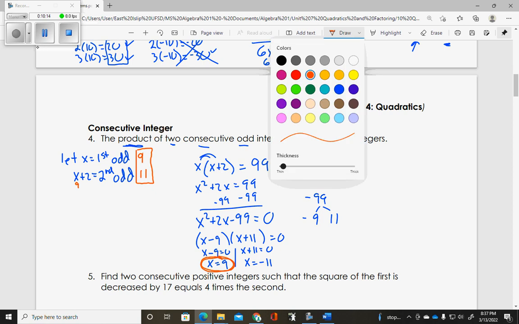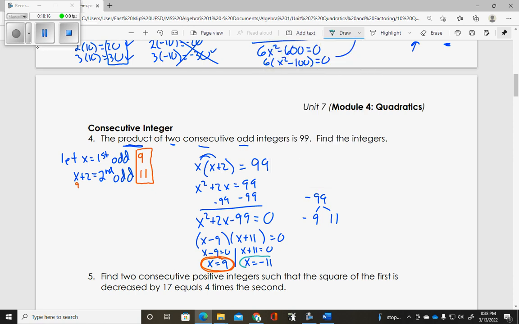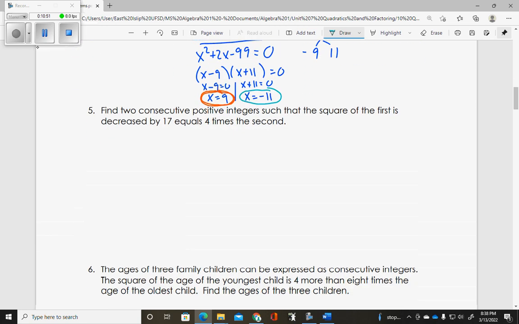Then I'm going to use my second value of x and plug that into both let statements. So maybe the first integer is negative 11, and when I plug in a negative 11 into my second let statement, negative 11 plus 2 is negative 9. So the second set of answers is negative 11 and negative 9. There are two sets of answers, and I use both of them here because they didn't specify whether they needed to be positive or negative. So I'm glad I finished that problem with you.